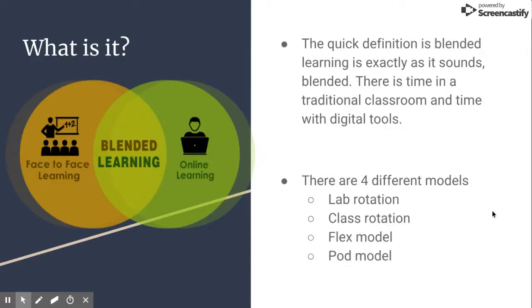There's lab rotation, which is where students are going back and forth between the classroom and the computer lab. It may look like that's all that's happening, but what they're doing in the computer lab is actually driving instruction in the classroom. There's the class rotation, which is just basically small groups going around. 2 of them are guided, one is with a teacher, and then one is with the online learning.